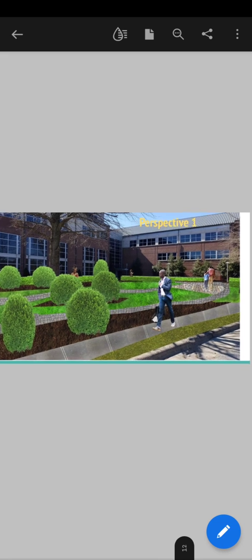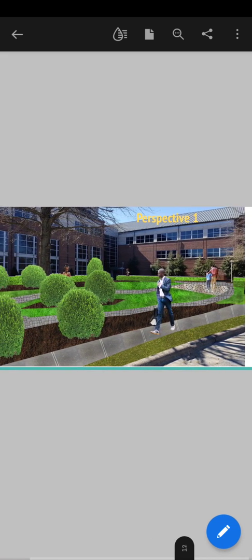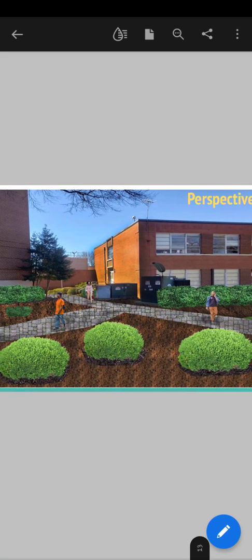This is my first perspective. This is for concept number 1. And this is my second perspective of concept number 1.